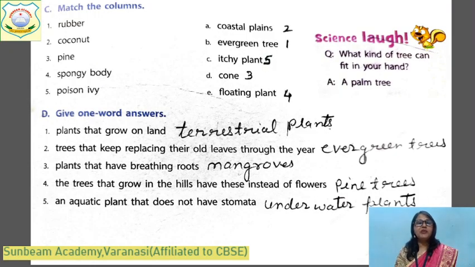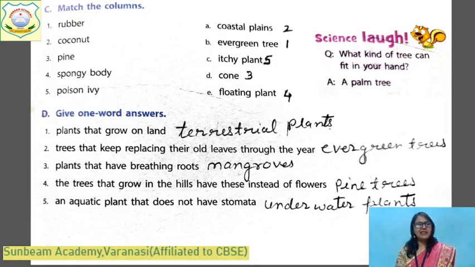Come to another book exercise. Rubber. Rubber is an evergreen tree. What are evergreen trees? Trees that never shed their leaves. Coconut trees grow in coastal plain. Pine. What does pine bear? Cone. And spongy body. Floating plants have spongy body, na? That's why they can float. And poison ivy. It is an itchy plant.